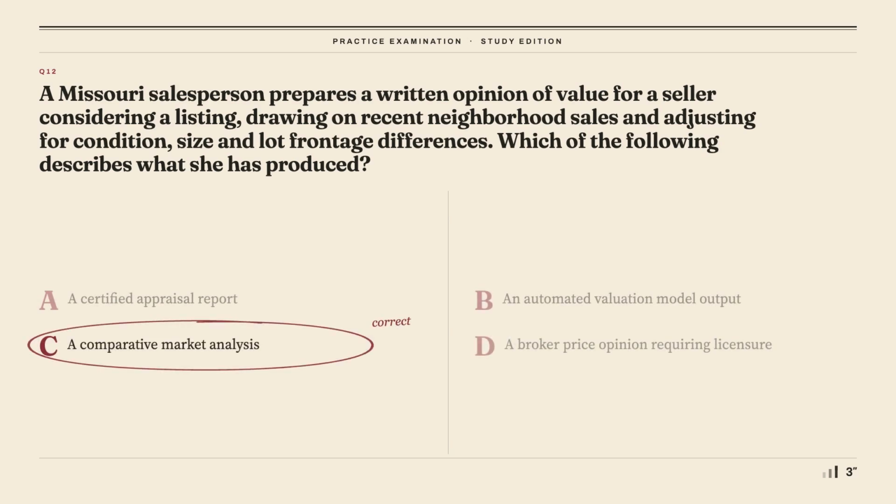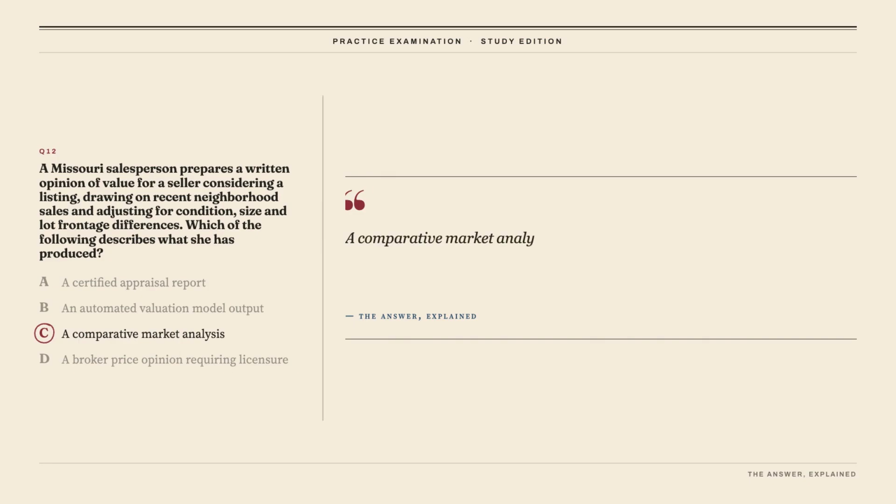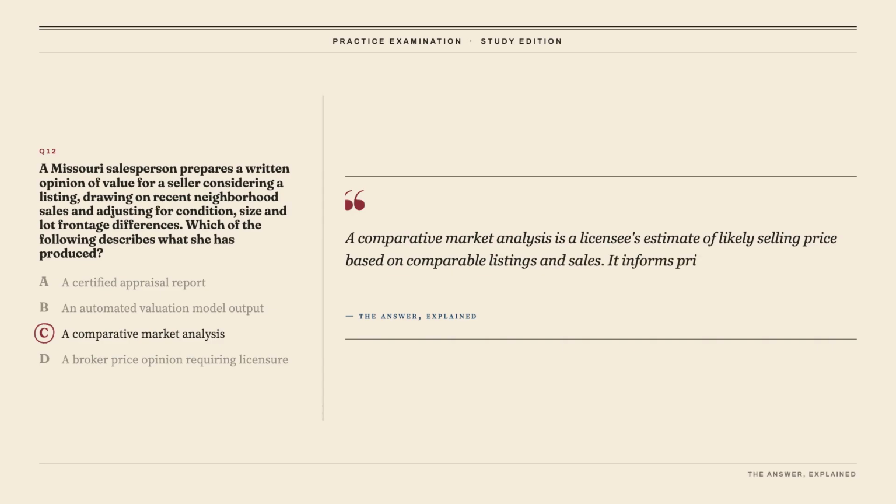The correct answer is C. A comparative market analysis. C is correct because a comparative market analysis is a licensee's estimate of likely selling price based on comparable listings and sales. It informs pricing decisions and is not an appraisal by a licensed or certified appraiser.